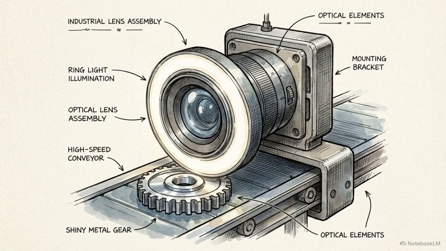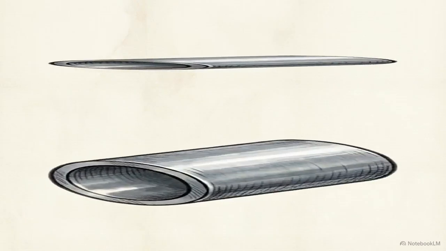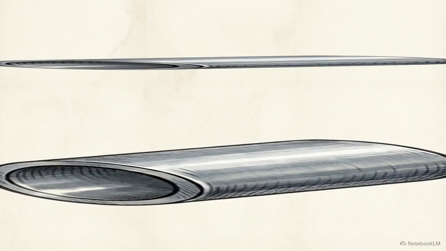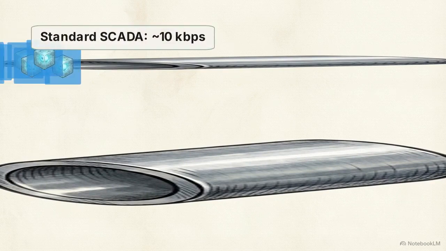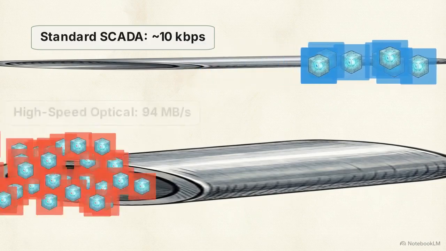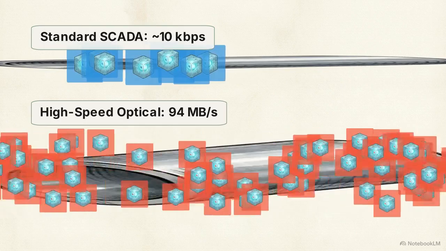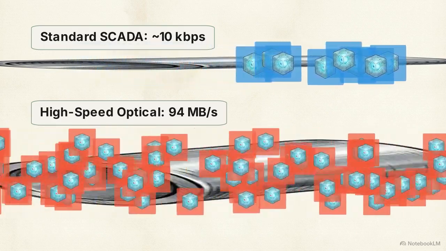Contrast that immediate trickle with the facility's optical quality inspection systems. These cameras capture high-speed spectral arrays, generating massive, dense visual files to identify microscopic manufacturing defects. This diagram visualizes the severe disparity in data volume. Standard SCADA telemetry might require a bandwidth of just 10 kilobits per second. Meanwhile, the optical feed overwhelms the network with sustained throughputs around 94 megabits per second.